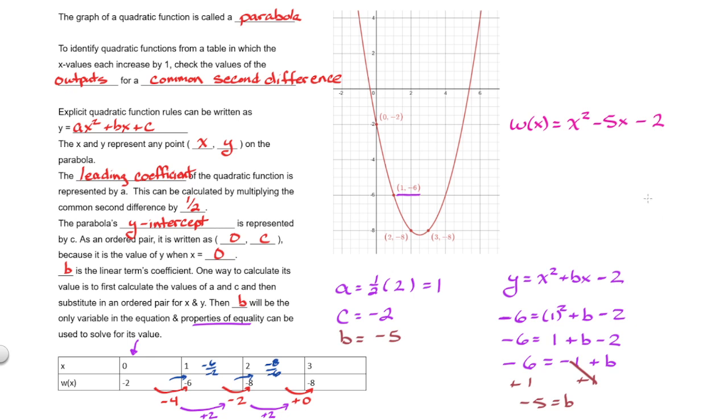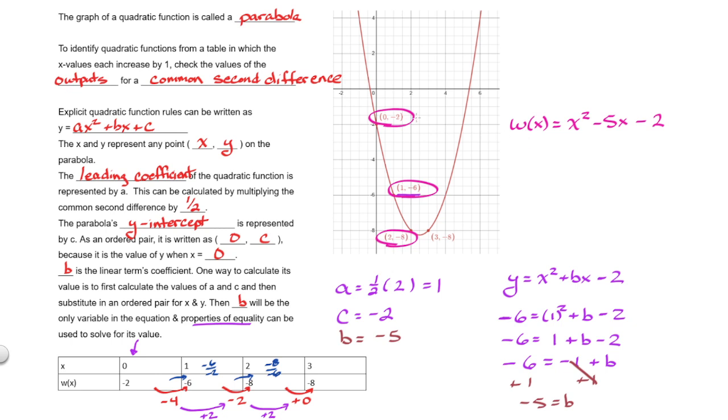To check to make sure you are correct, you'll want to use substitution. For quadratics, you'll want to check 3 points. So I'm going to check this point, and I'll check this point, and I will check that point.